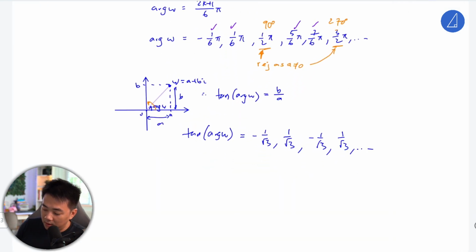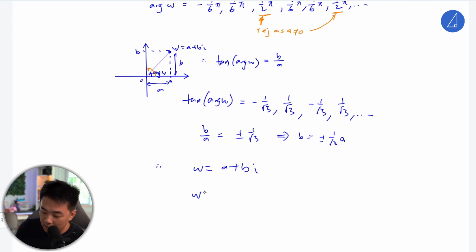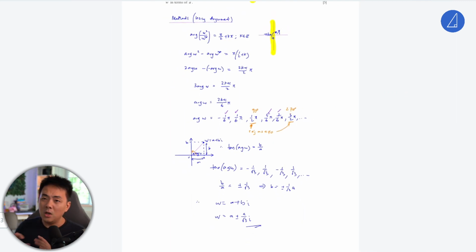So there you go. Essentially b over a could be written as plus minus 1 over root 3. These are the possible values here. Hence b would just be plus minus 1 over root 3 times a. So w equals a plus bi, which gives us w equals a plus minus 1 over root 3 a i, so a over root 3 i. This is how you use the argument method. You will require a bit of trigo, but it's good to practice it for method 1. Of course, method 2 is a more straightforward method. We will look at that.